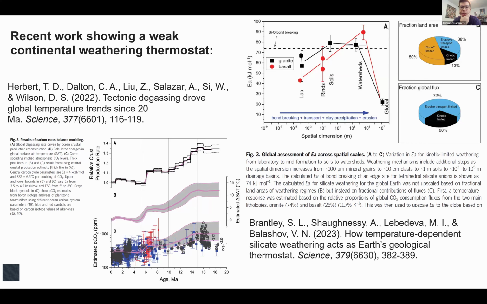This Brantley paper was looking at the temperature dependence of weathering on different spatial scales. I should say the y-axis here is a measure of the strength of that temperature response of weathering. While there is a strong temperature dependence on the scale of watersheds, when you do an inventory of the whole planet and carefully think about how much of the surface is runoff limited versus kinetically limited, you find that the global response of weathering to changes in temperature is quite weak.